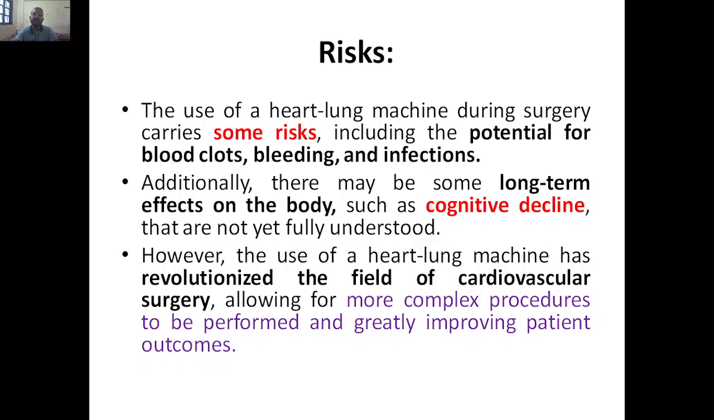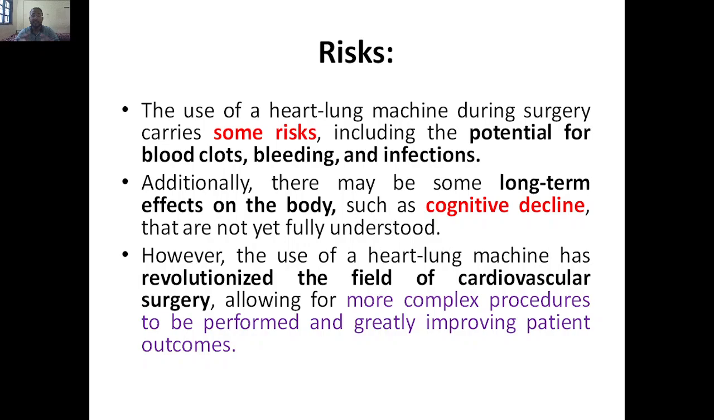However, the use of the heart lung machine has revolutionized the field of cardiovascular surgery. That means heart surgery is being revolutionized because of this machine. You can easily open up the heart and do the surgeries, and then put the valves back to their state, so that the blood flows again and the heart starts functioning again. So we can do open heart surgeries or major heart-related surgeries very effectively.